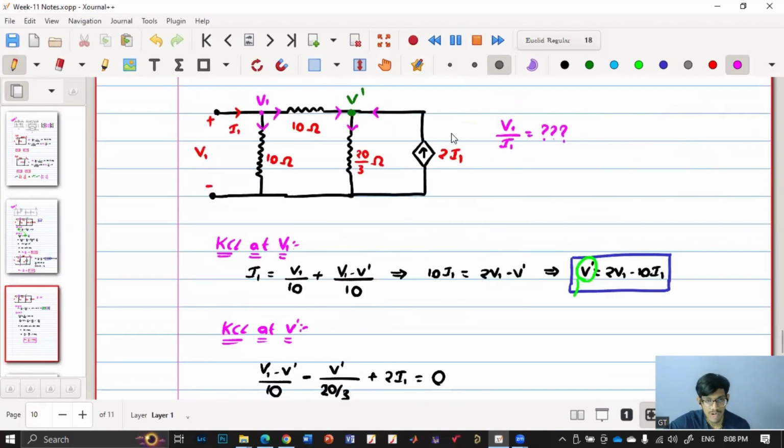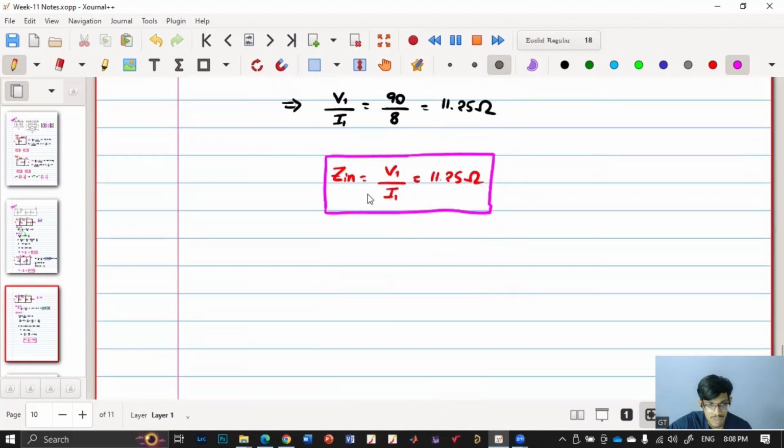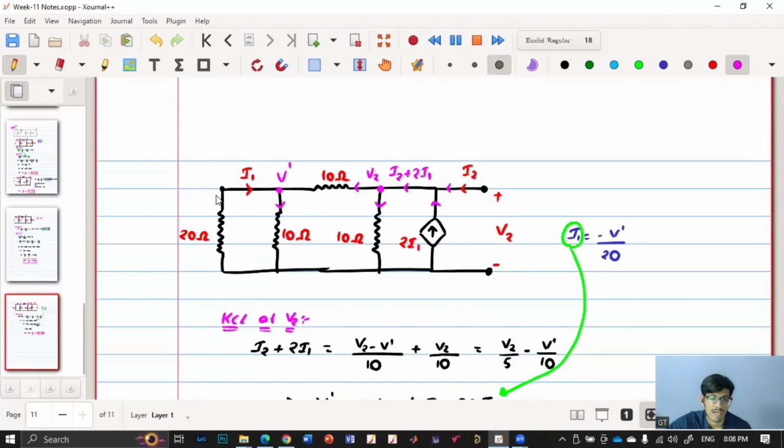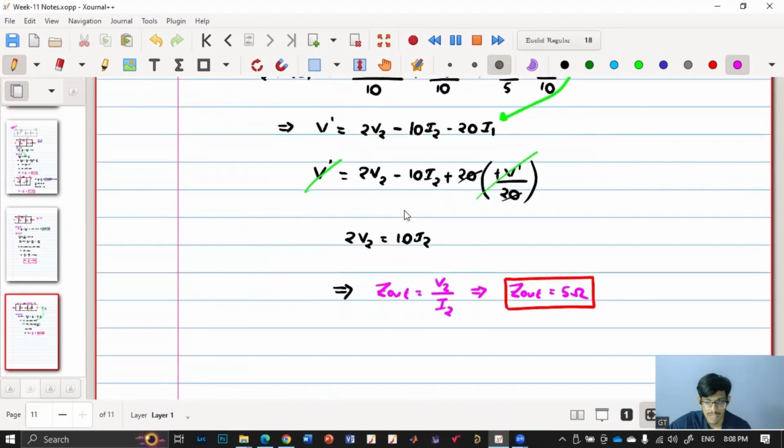And in the third part, they have connected 20 ohm at port 2 and they're asking for the input impedance. And then we have applied KCL and using that we got Z input, which is V1 by I1, to be 11.25. And similarly, in the last part, they have connected 20 ohm here and they're asking for the output impedance, or V2 by I2. So we have applied KCL and in this case, we got Z output impedance to be 5 ohms.